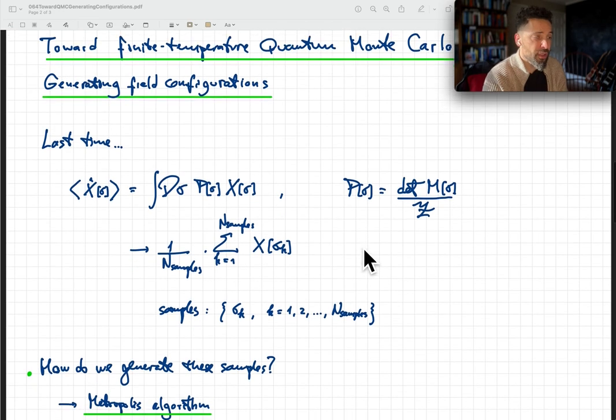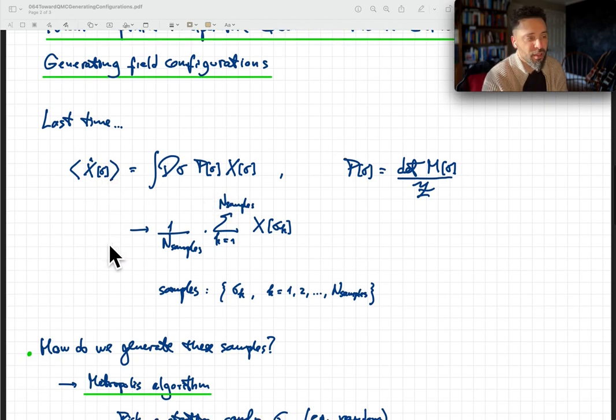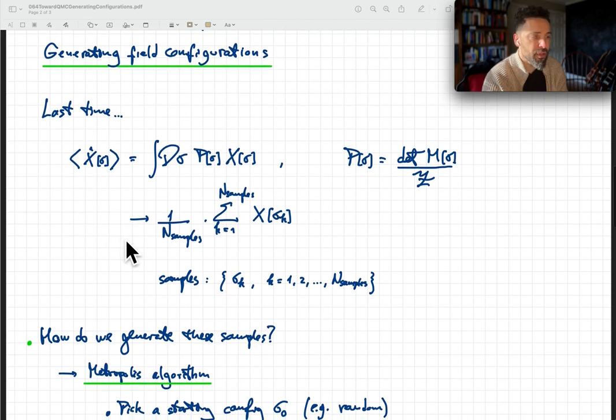And our job then, as I was saying last time, is that somebody needs to hand us our sigma field configurations, or our job is to generate them. This is going to be the topic of this video. But once you have them, then you can estimate this average by calculating this mean, this sum over all the samples of X of sigma and divide by the number of samples. And here, these are our samples.